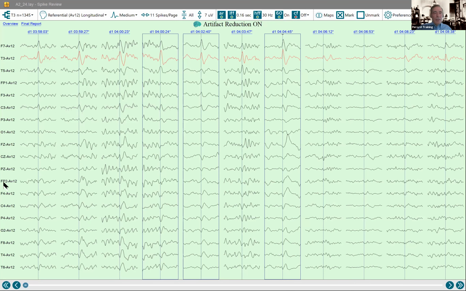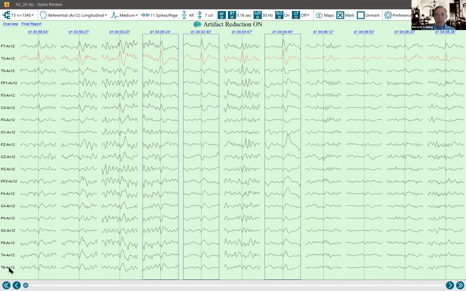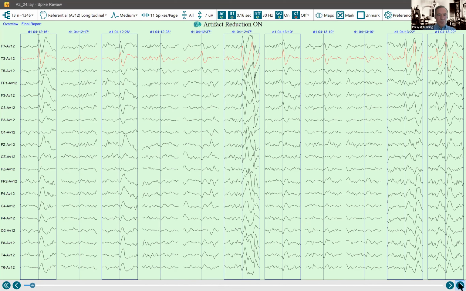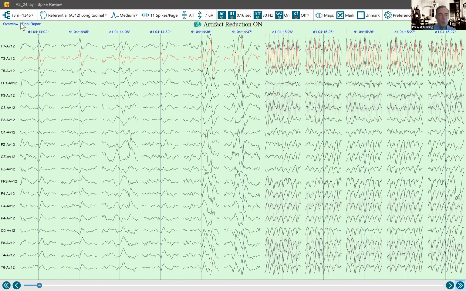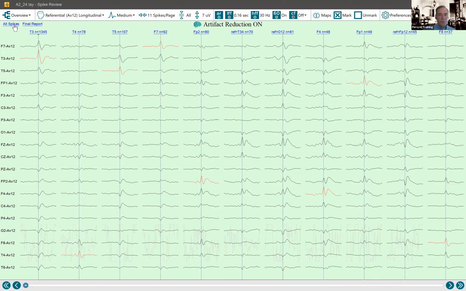There we go. Now I clicked on the boxes around these to select exemplars and I can page through these. So these are the ones that I've selected. And you can mark them all or unmark them, but I'm just picking ones that I want to use for further review. And so if I go back to the overview, now I'm back at the all spikes, and I can look for a different spike foci.